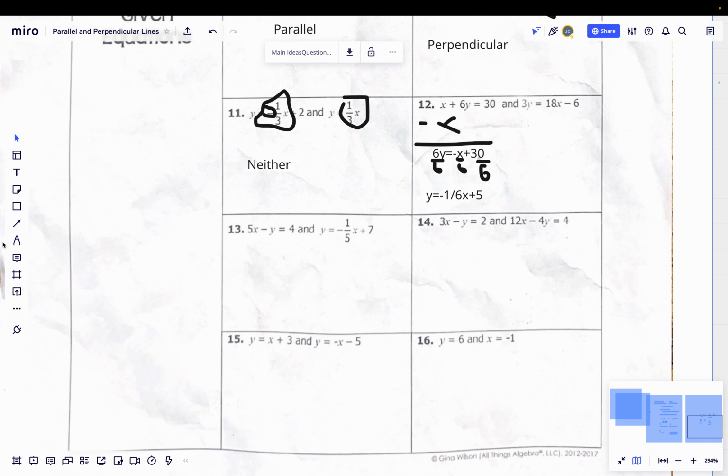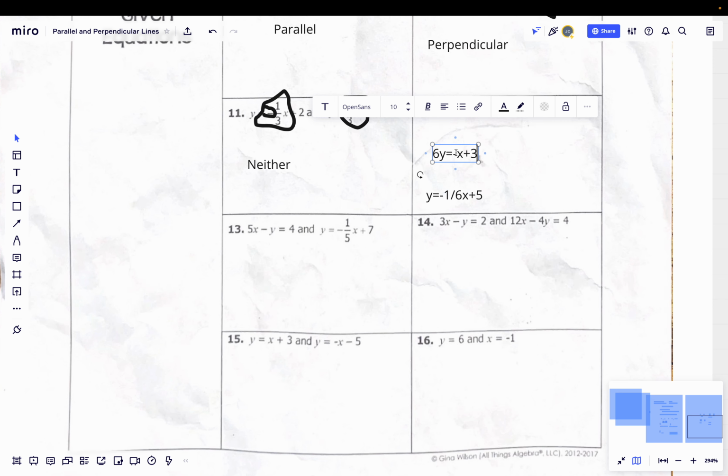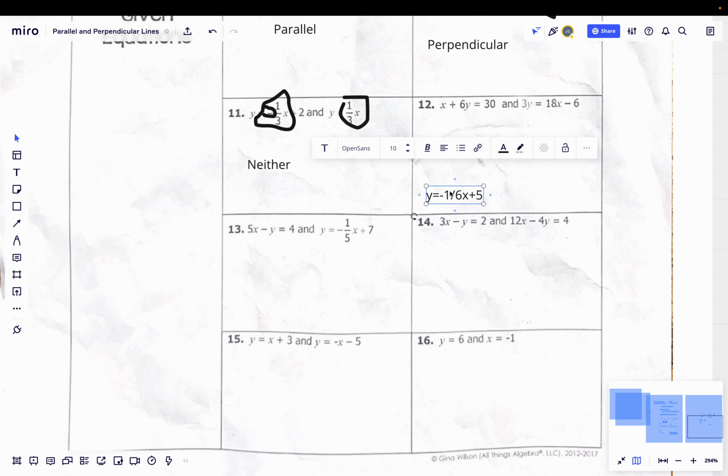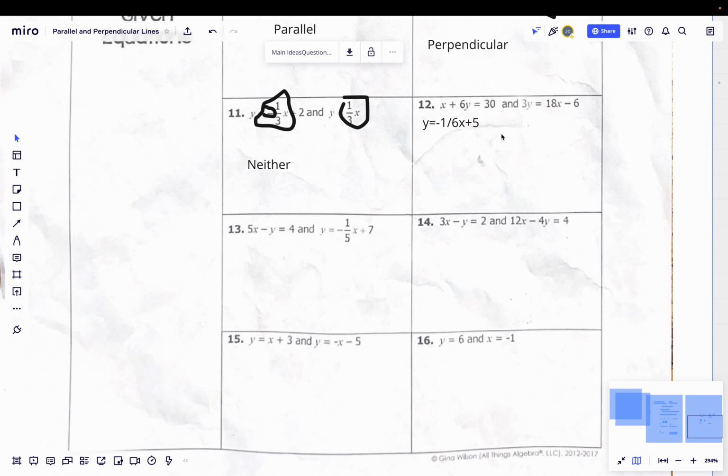So let me just erase everything else because that is what we need and everything else is just causing havoc on this screen. So we'll erase this. We'll click on our text and we'll delete this. And we'll move this to a more useful location. So now we're going to do 3y equals 18x minus 6.